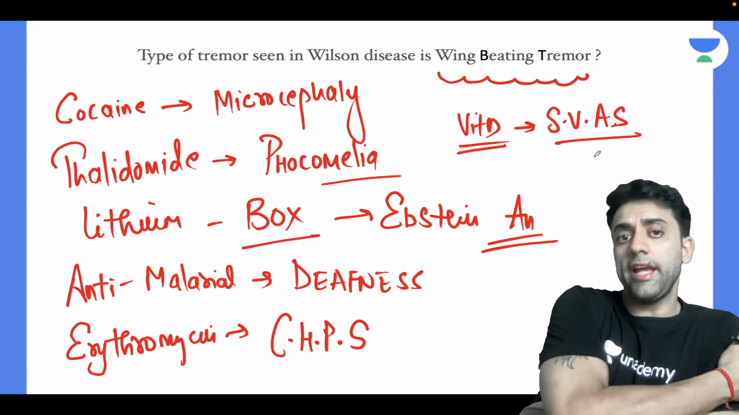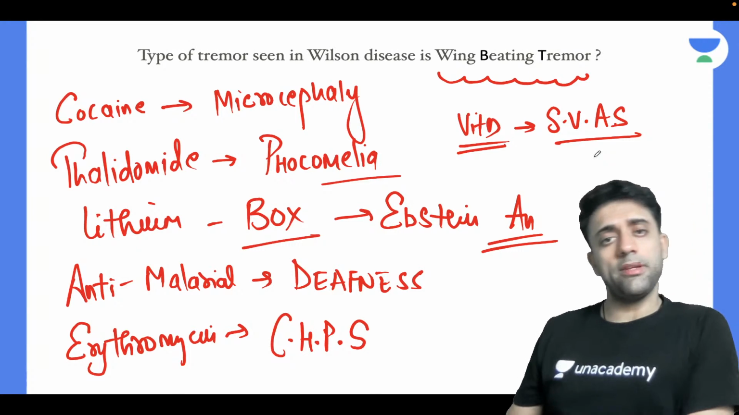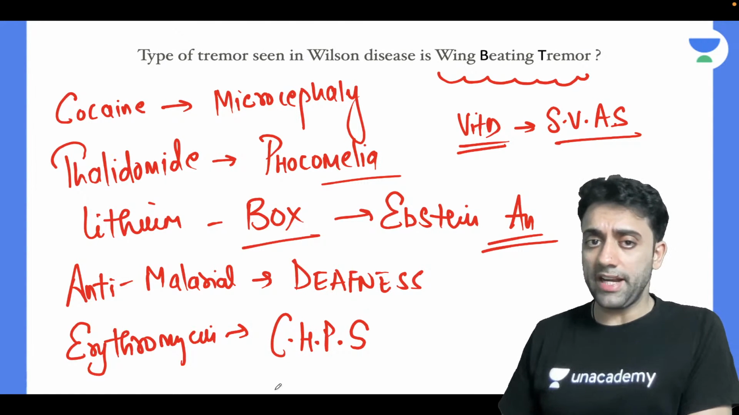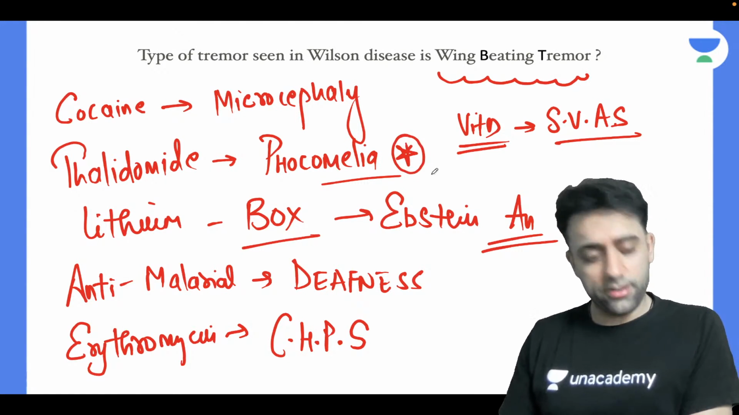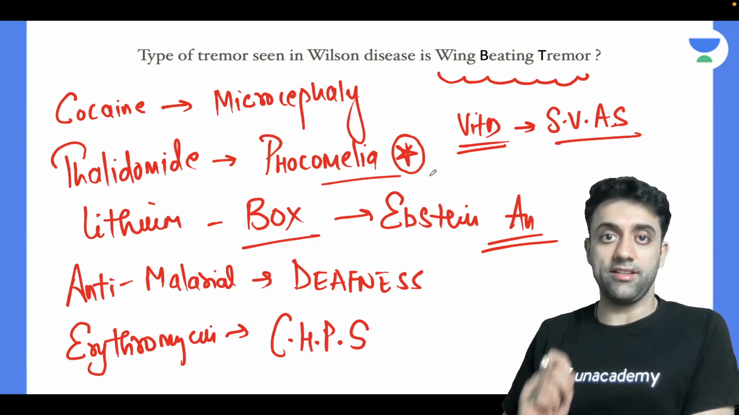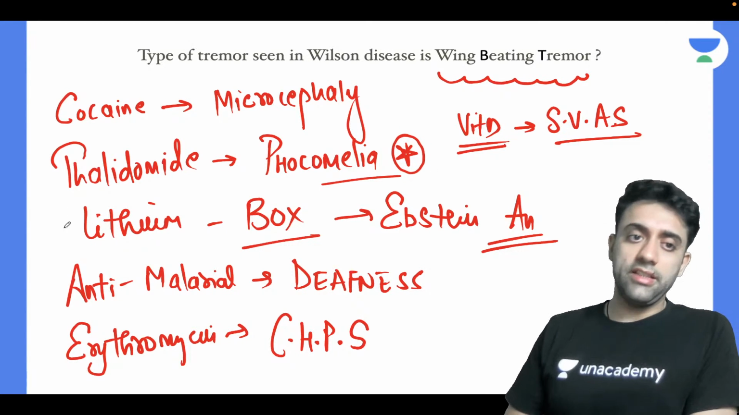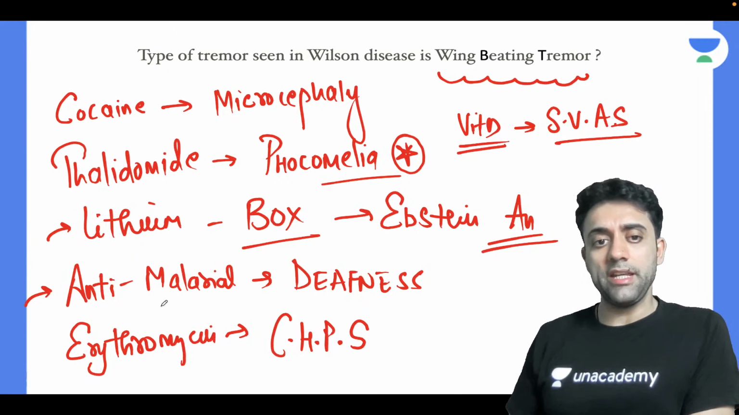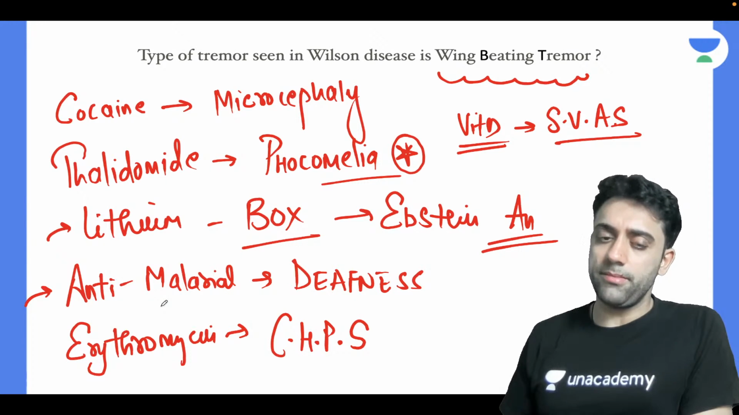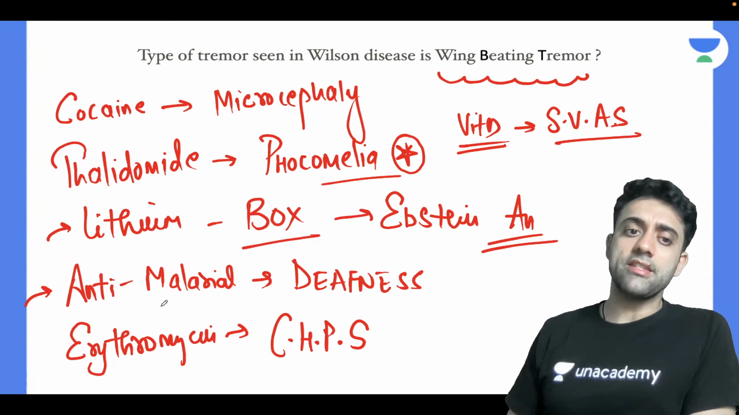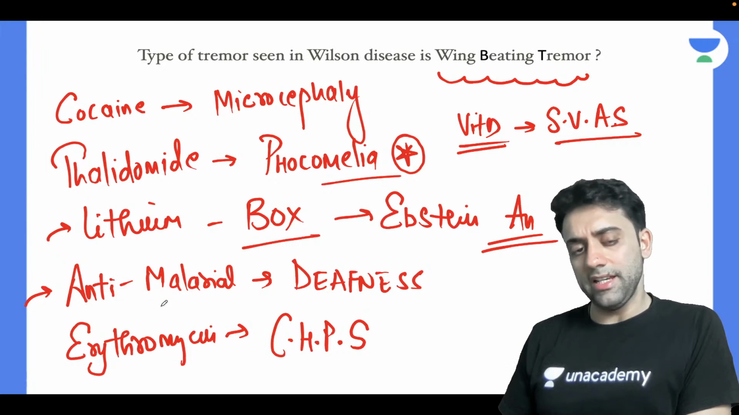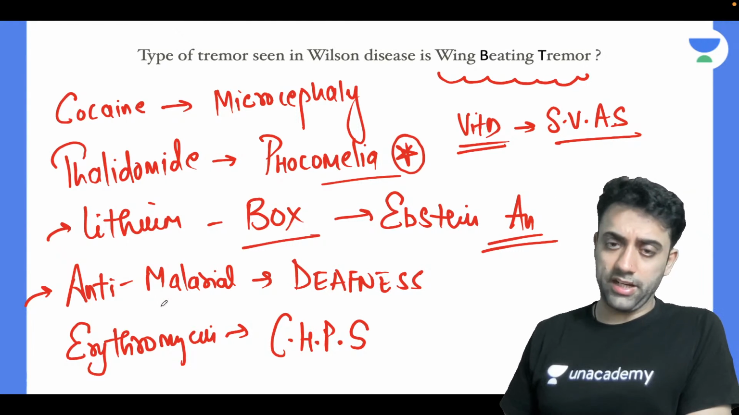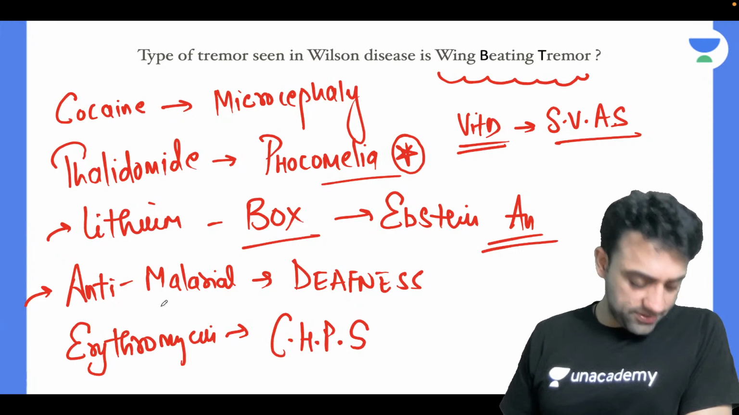Okay, so I'll repeat again. If the mother has taken cocaine during pregnancy, the baby can land up into microcephaly. If the mother has taken thalidomide, phocomelia. What is phocomelia? Limb defects. If the mother has taken lithium, Epstein anomaly. Anti-malarials, deafness. Erythromycin, congenital hypertrophic pyloric stenosis. Vitamin D also I have told you, okay?